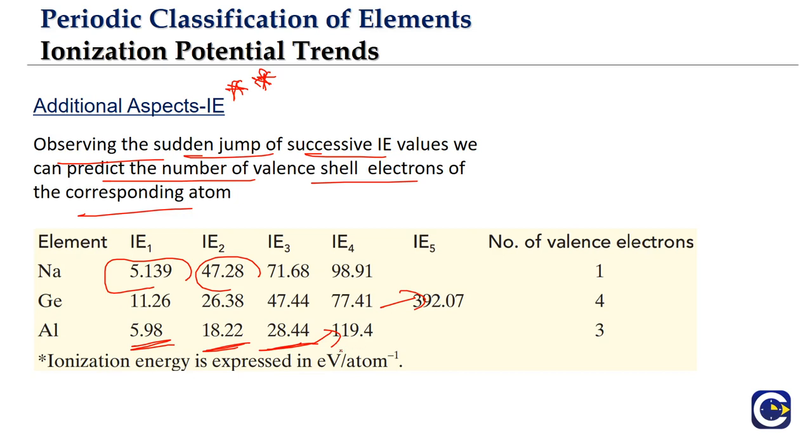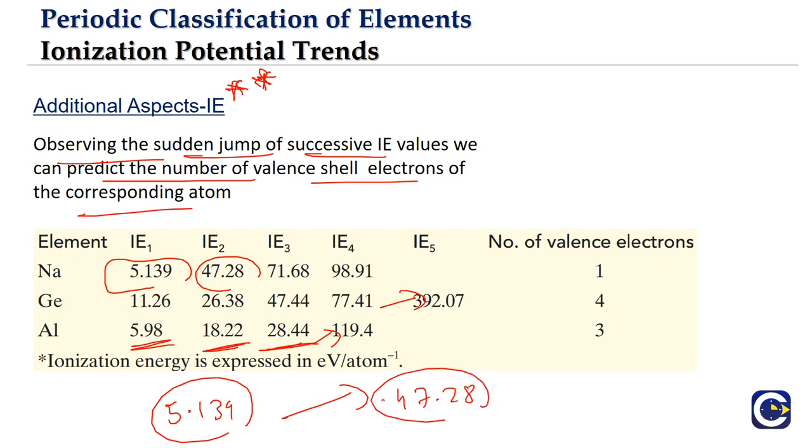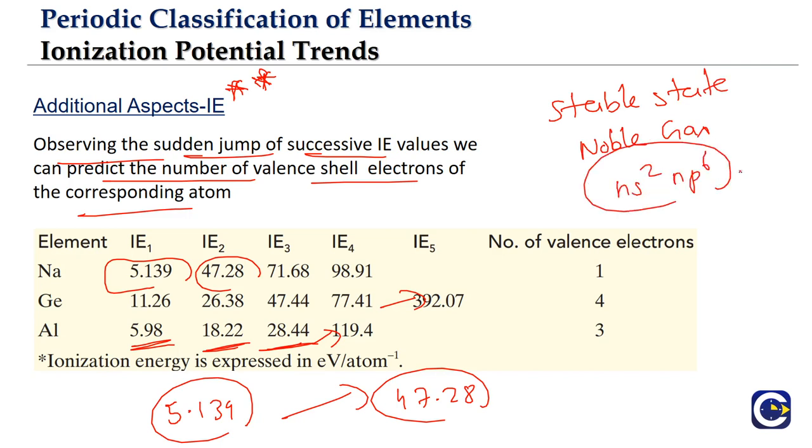So what does this represent? When you see a sudden jump in the case of sodium, from 5.139 it is suddenly becoming 47.28. It means after removing one electron, we must have reached a very stable state. And what is that very stable state that we will generally associate with? It is the noble gas arrangement, that is our ns2 np6 kind of structure. It means the electrons removed up till now must be our valence electrons.